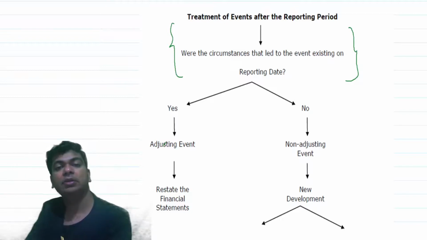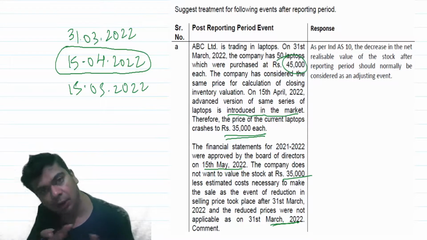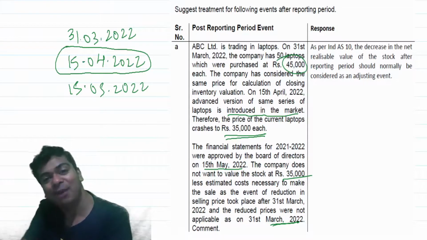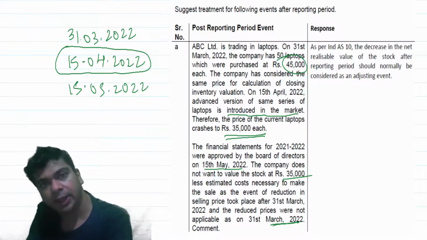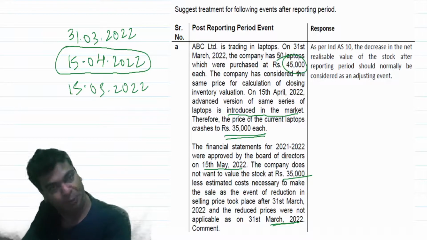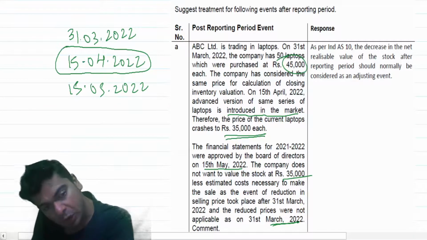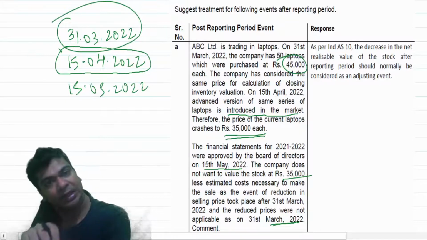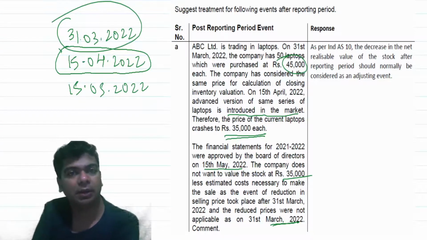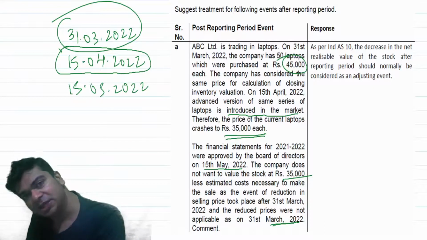If you are of the view that the year ended on 31st March 2022, and on 1st April 2022, your competitor started developing a new technology, and by 14th April, the new technology was developed, and on 15th April, an advanced version of laptop was introduced, don't you feel you are assuming too much? If you're of the view that the year ended and after that, all of a sudden, out of the blue, a new technology got developed, that is not so. Your competitors were carrying out research and development also on the balance sheet date. You were not knowing that very soon an advanced version of laptop will be introduced by your competitors in the market. This event is giving you more information about facts and circumstances prevailing on the reporting date.